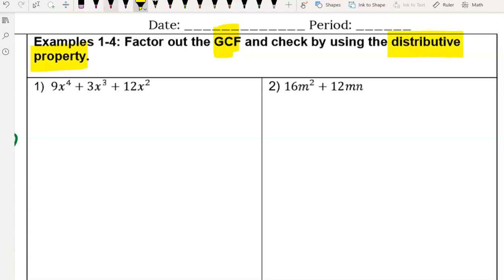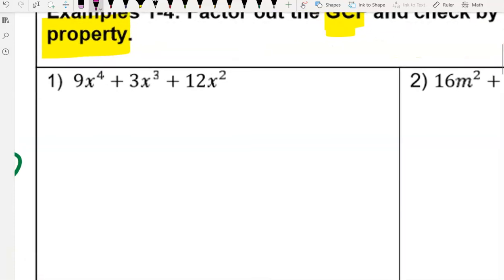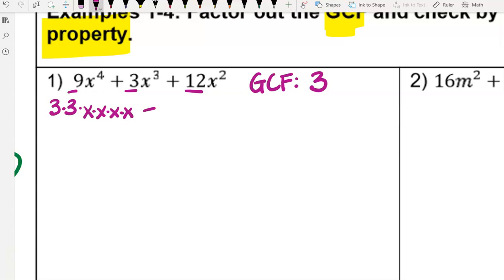Distributive means multiplying, okay? So we have 9x to the 4th plus 3x to the 3rd plus 12x squared. So first, look at the numbers only. What is the biggest number we can factor out? So GCF is the biggest number we can take out from 9 and 3 and 12. So all of those numbers have a 3 in common. That's the biggest number they have. So break this down as 3 times 3, that's 9. And x to the 4th, guys, think of it as 4 x's like this. And then you have 3 times 1 is 3. X to the 3rd is 3 x's, just like that. 12 is 3 times 4. X squared is x times x.